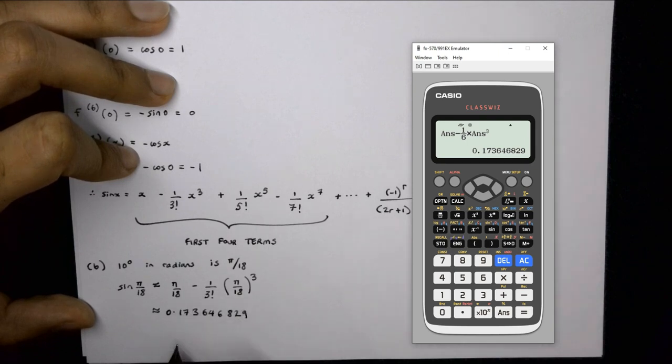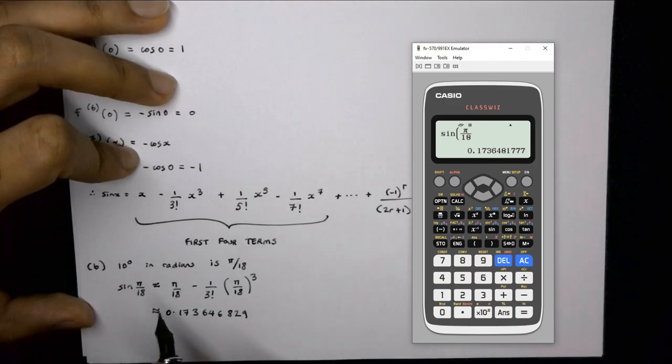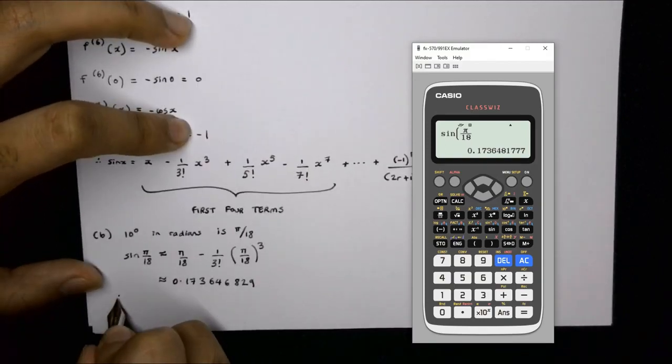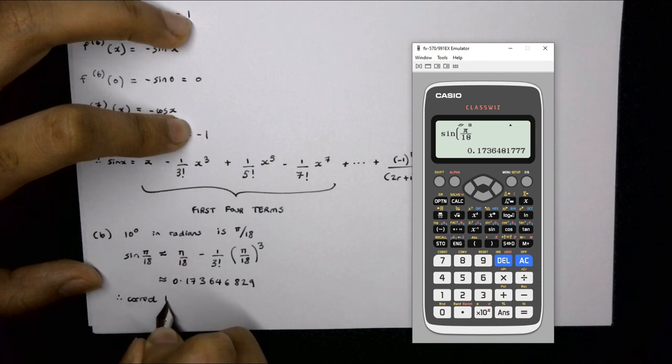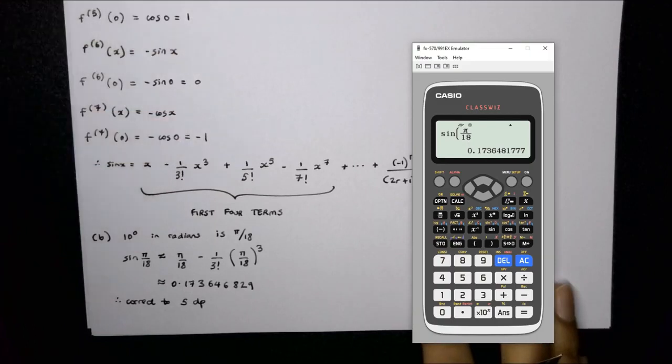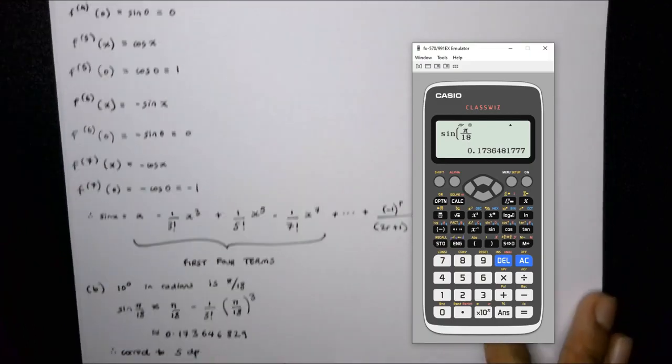You'd find here we get 0.173646829. Okay, and if we actually work out what the sine of pi over 18 is, you'd find we get this value over here. And if you compare this with this, you can see here, this estimate is correct. Let's just write this down. This is correct to 5 decimal places. Okay, so that's how we approach Maclaurin series problems.